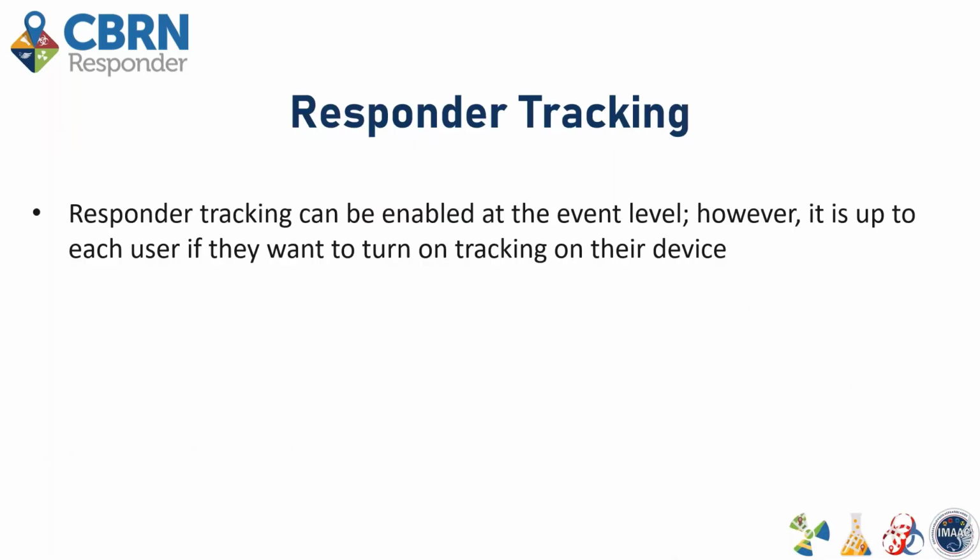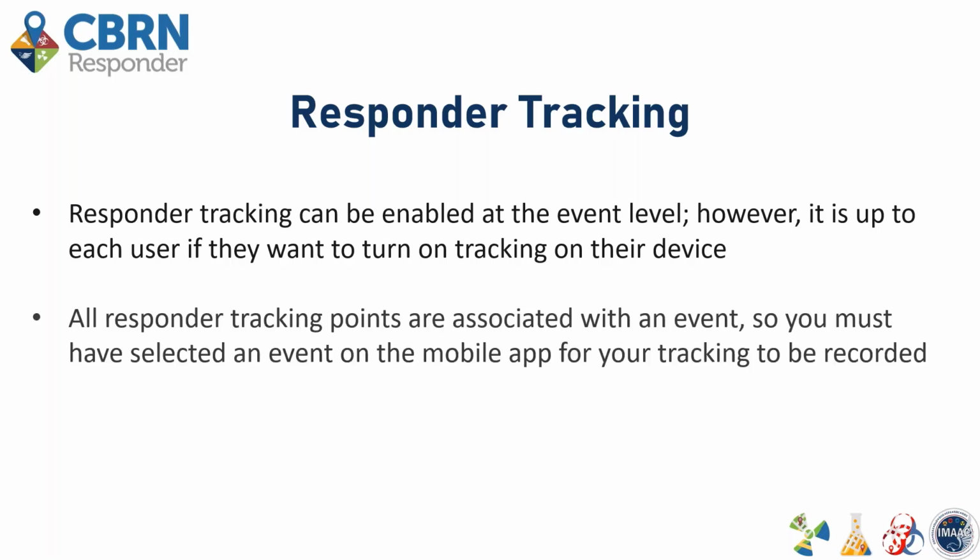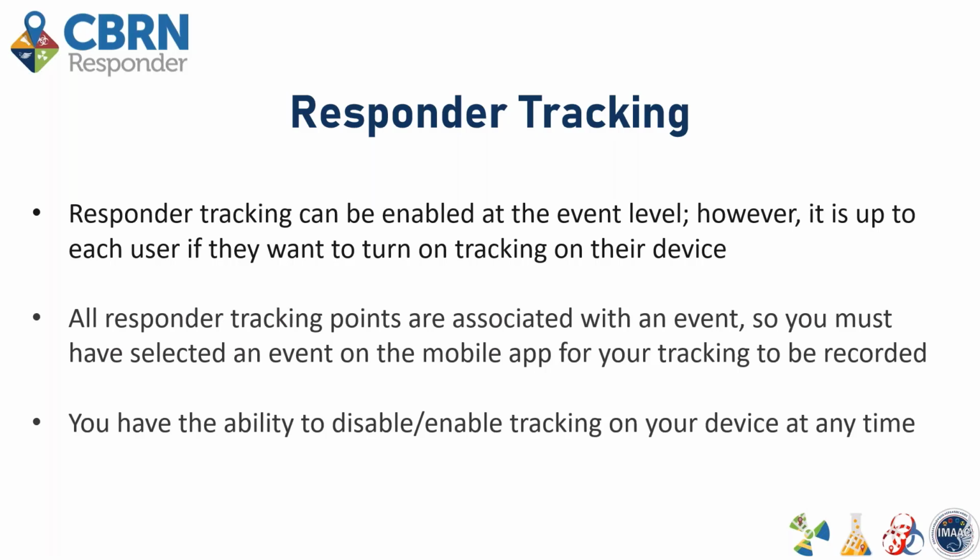Responder tracking can be enabled at the event level, but it is up to each individual user if they want to be tracked using their CBRNResponder application. All responder tracking points are associated with an event, so you must have selected an event on the mobile application for your tracking to be recorded. And you do have the ability to disable or enable tracking on your device at any time. Tracking is really useful for situational awareness, to know where your responders are, and to also know which ground they have covered.